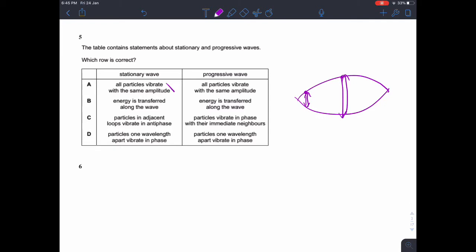So that is not true, so it's not A. Energy is transferred along the wave. Well, the net transfer of energy in a standing wave is 0, so that's not true.